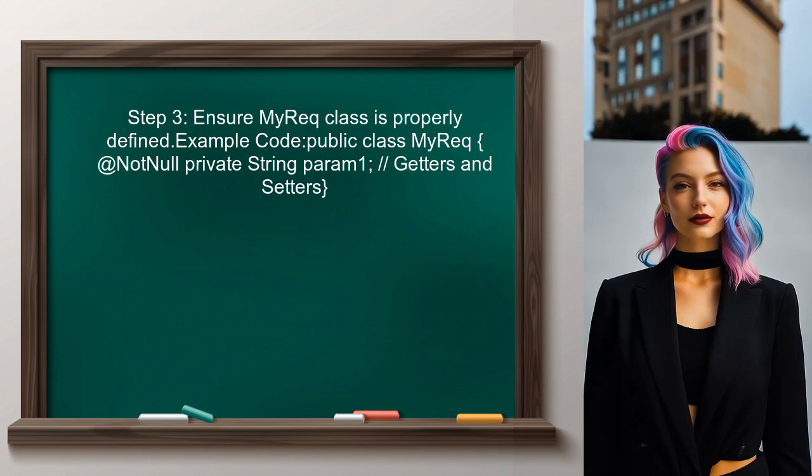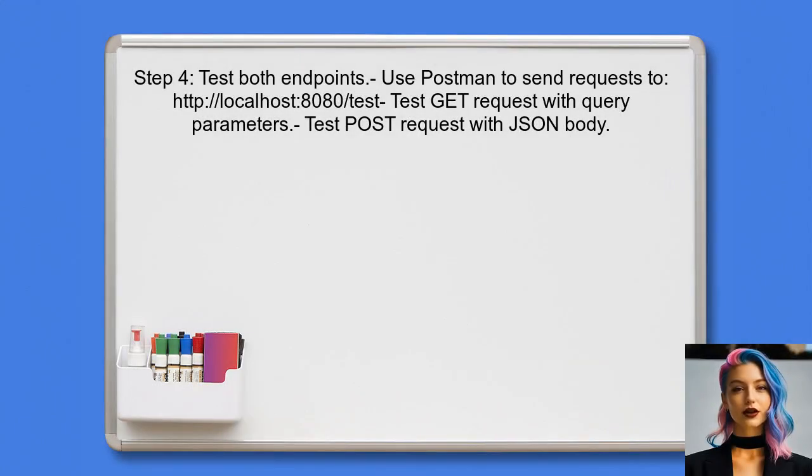This means defining the necessary fields and validation annotations. Finally, the user can test both endpoints to confirm that they are working as expected. They can use tools like Postman to send GET and POST requests to the same URL.